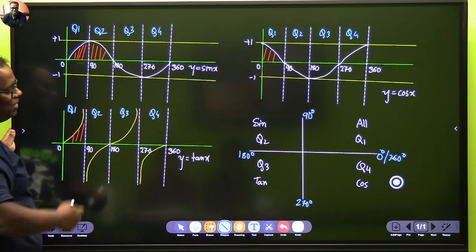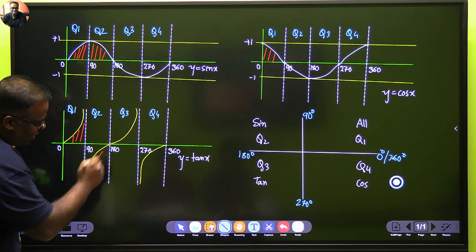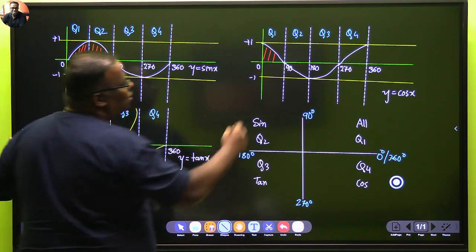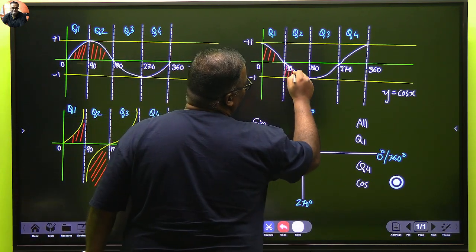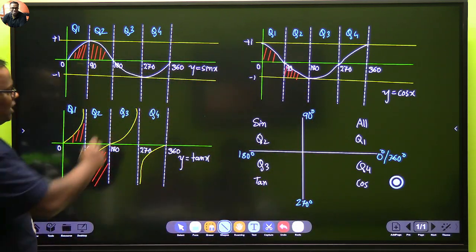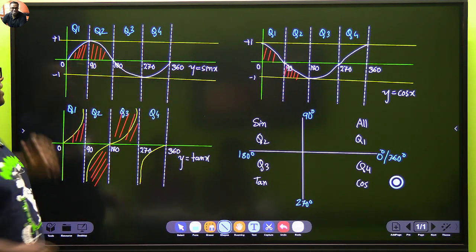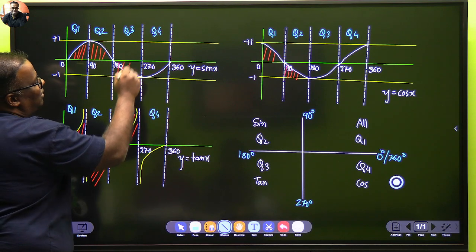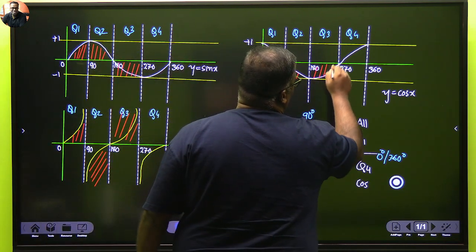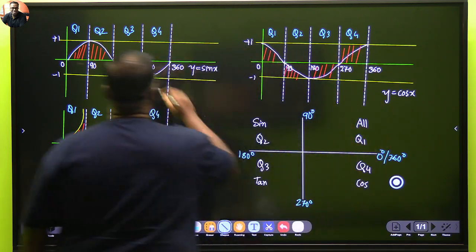अब क्वाड्रेंट 2 में देखो, in quadrant 2 tan should be negative. देखो tan y एक्सिस के नीचे आ गया, tan is negative. Cos should also be negative. Cos is also negative. Quadrant 3 tan is positive. And quadrant 3 sin is negative. And quadrant 3 cos is also negative. Quadrant 4 cos becomes positive. And the rest all become negative.